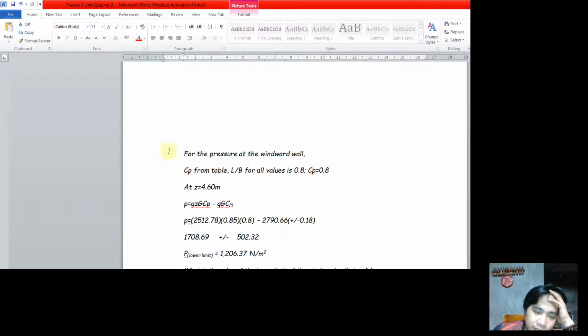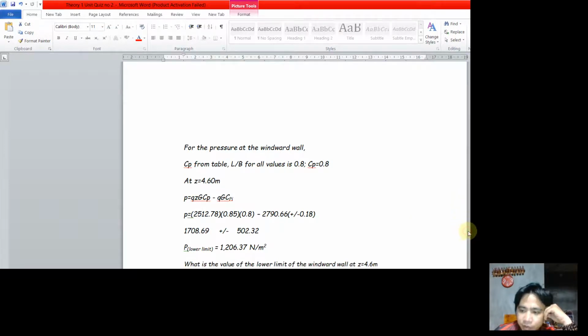First, we have the level of 4.6. At the level of 4.6, we just have to determine the corresponding values here. The QZ for 4.6 is 2,512, and these are similar values that will be used all throughout on this level. So we'll have a steady value of 502.32, plus or minus 0.18, and then this is 1,708.69.